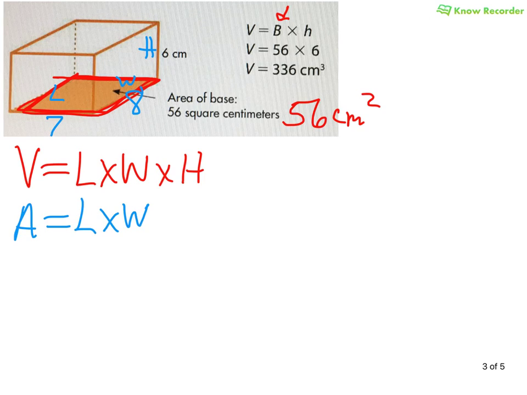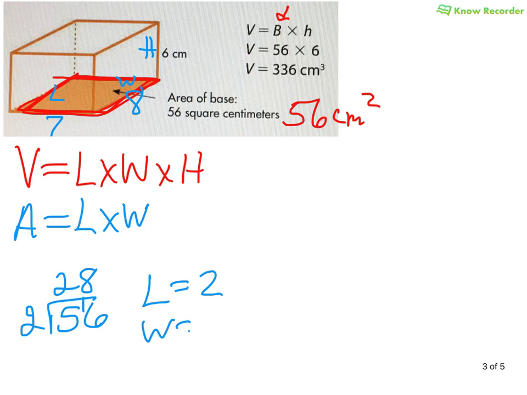Same thing with this. Let's say 56 is an even number. That means it's divisible by 2. If I divide 56 by 2, I'm going to get 28. So maybe the length could be 2 and the width could be 28. Looking at this picture, though, those two lines look about the same length. So I'm thinking it's 7 and 8. But it's not to say that this couldn't be a possibility.